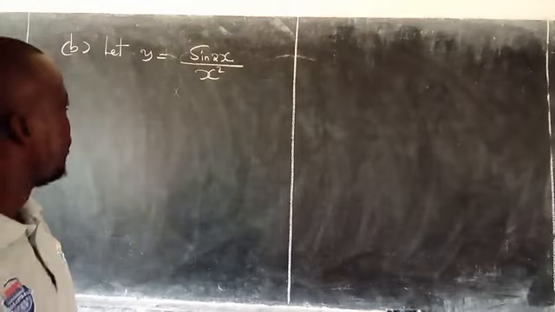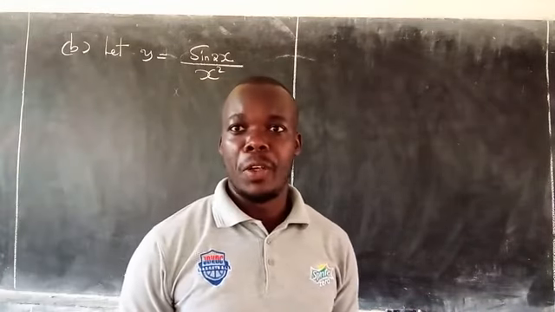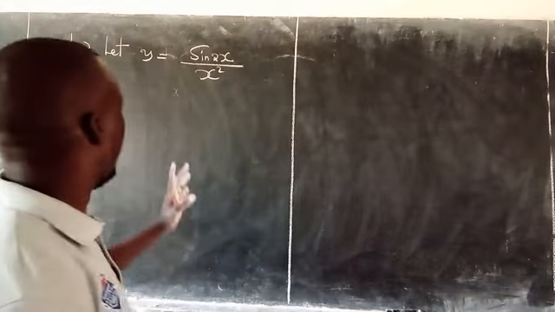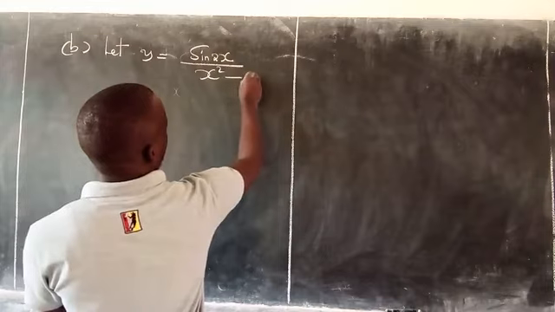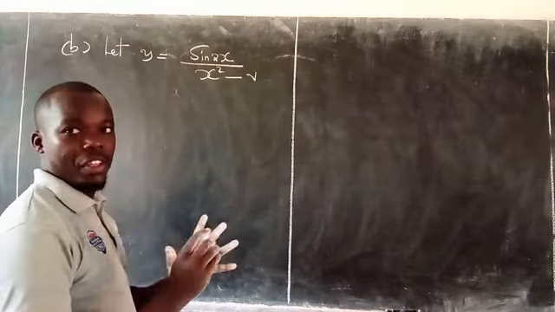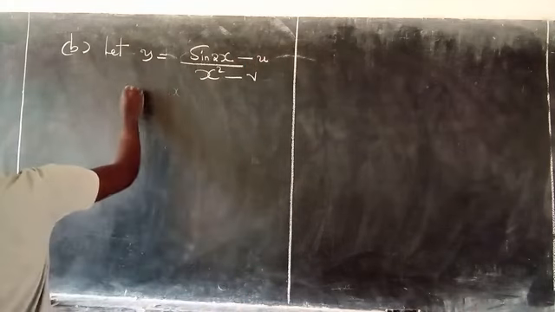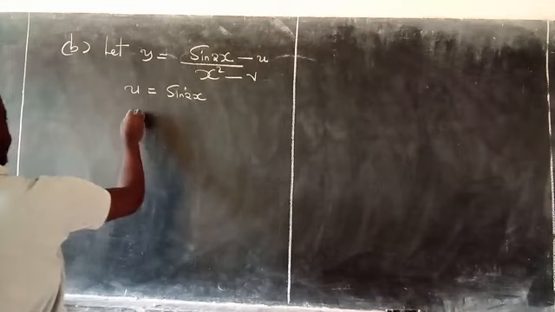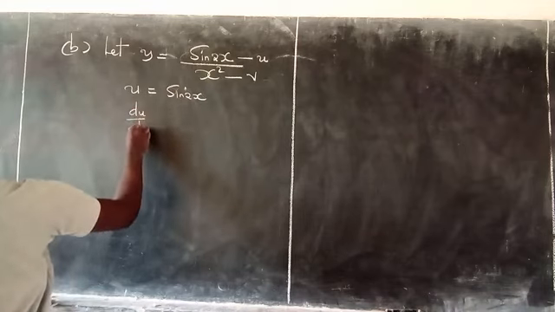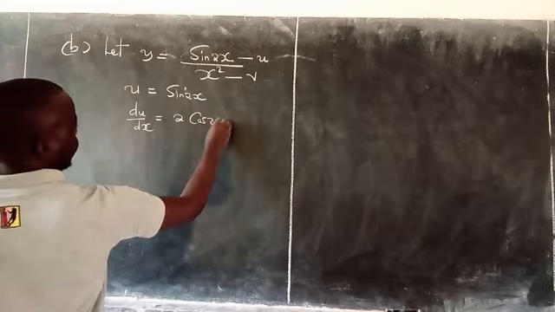Now part B has a mixture of an algebraic expression and a trigonometrical function. So I'm going to let y be sine of 2x divided by x squared. But as I said, the denominator strictly has to be v. Then the numerator will be u. So I will begin with the u, which is sine 2x. And of course, du dx now becomes 2 cos of 2x.